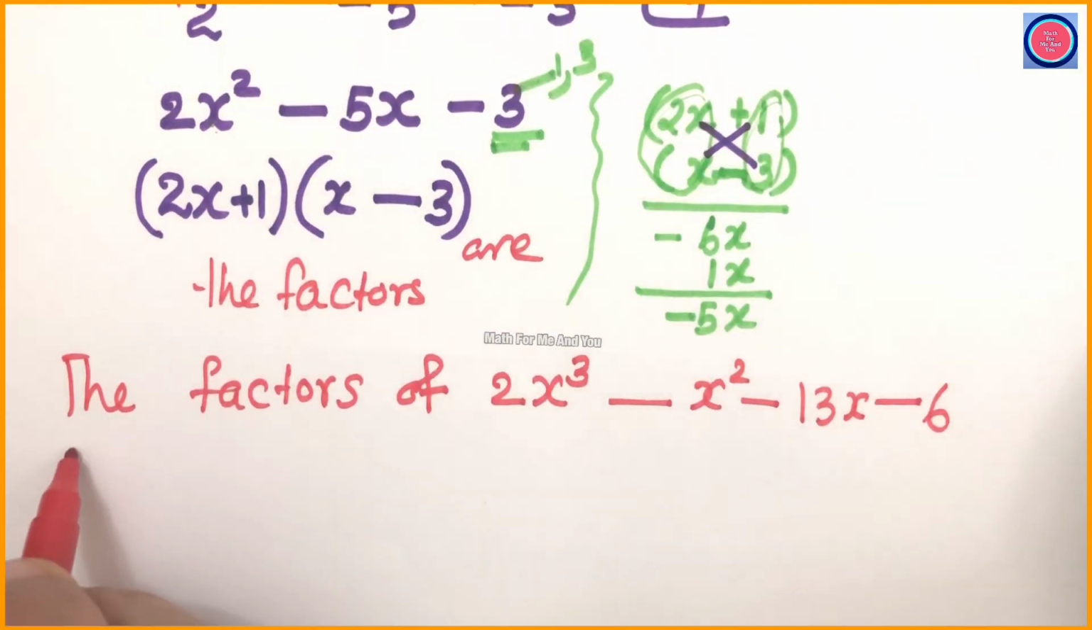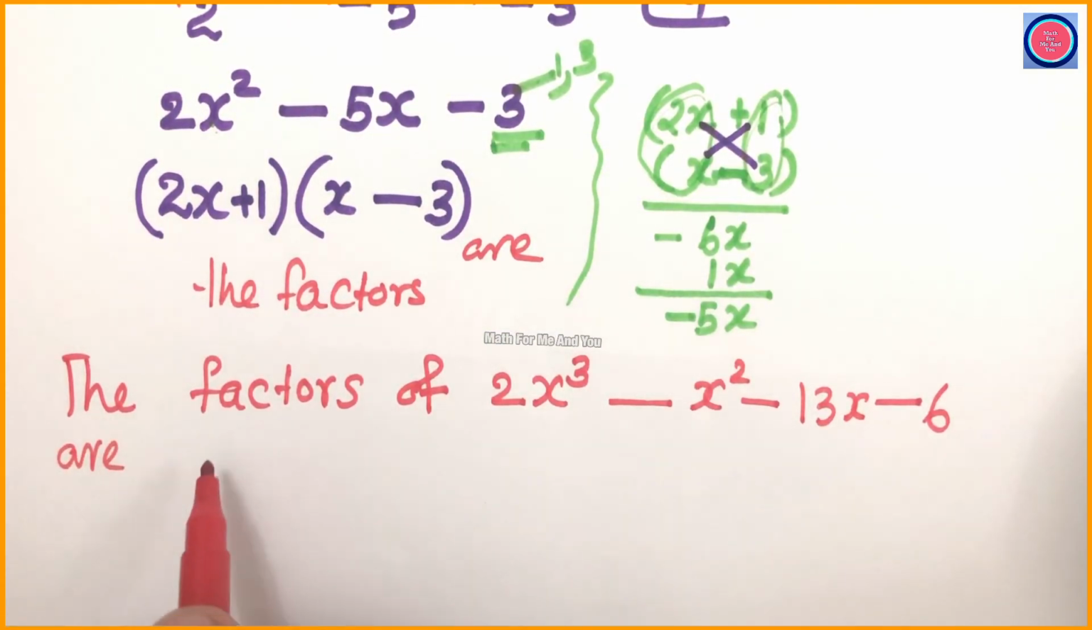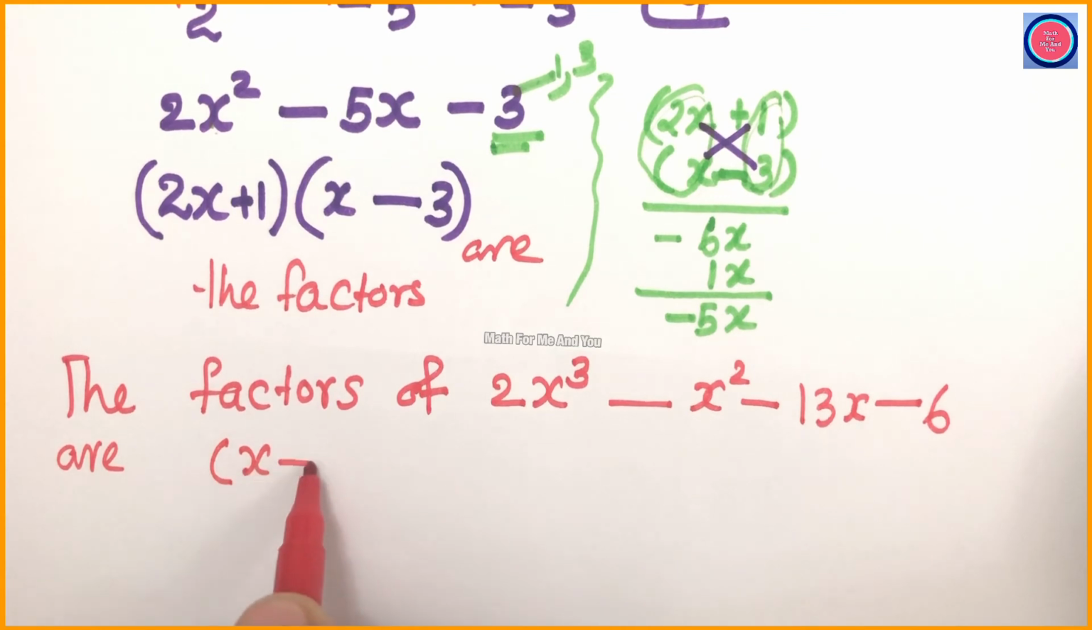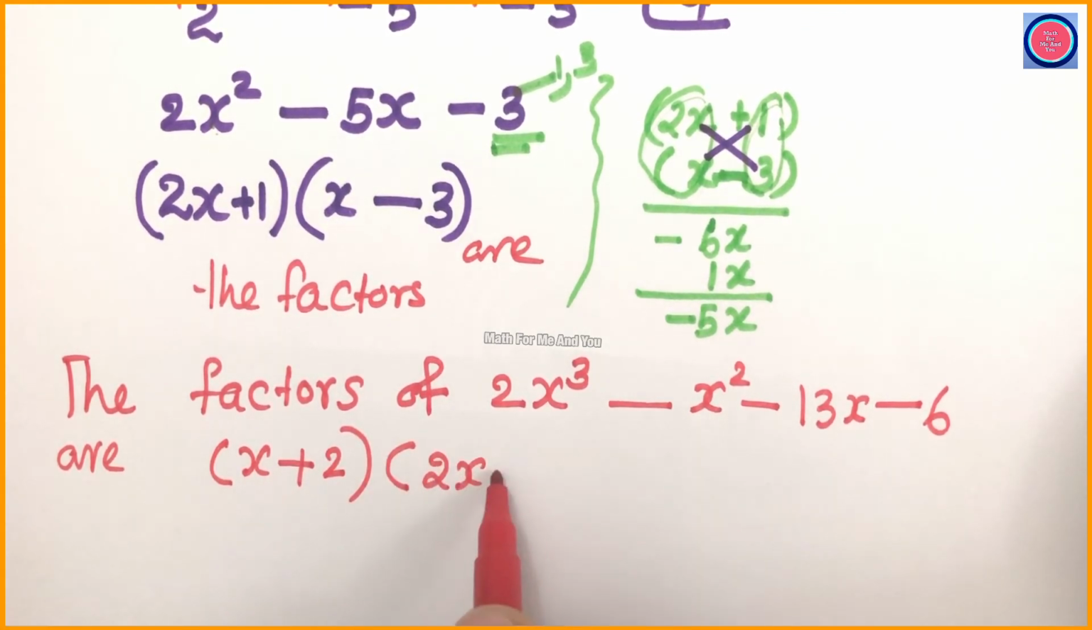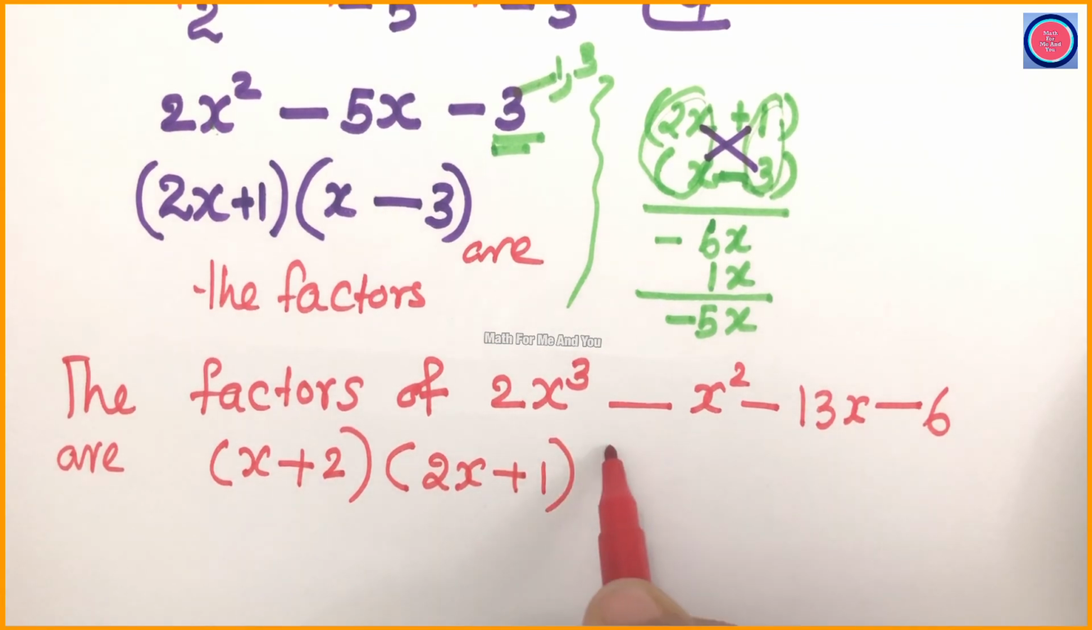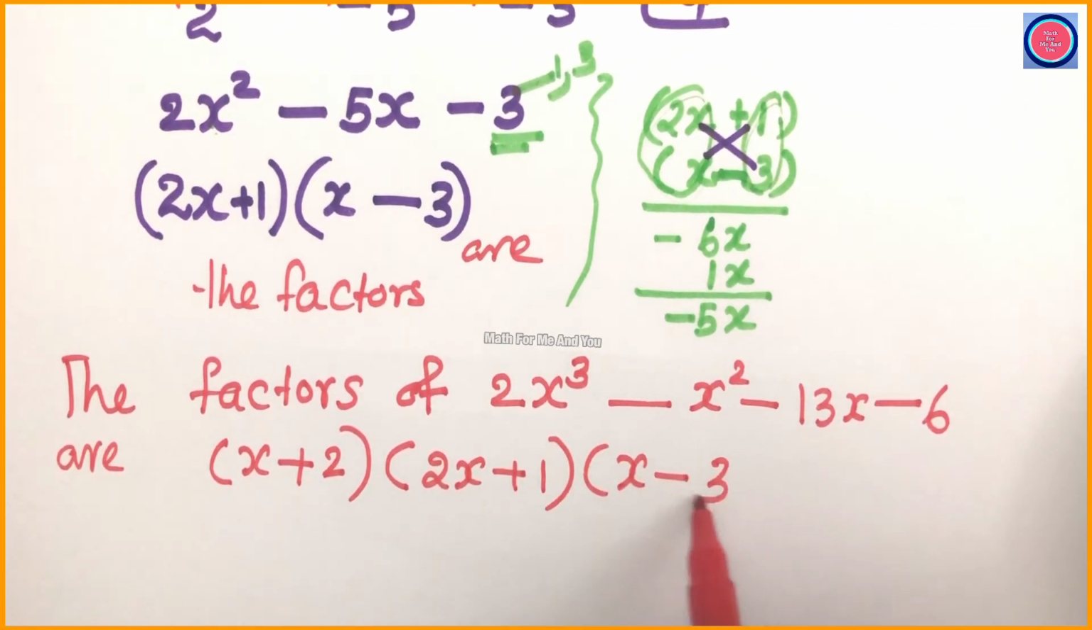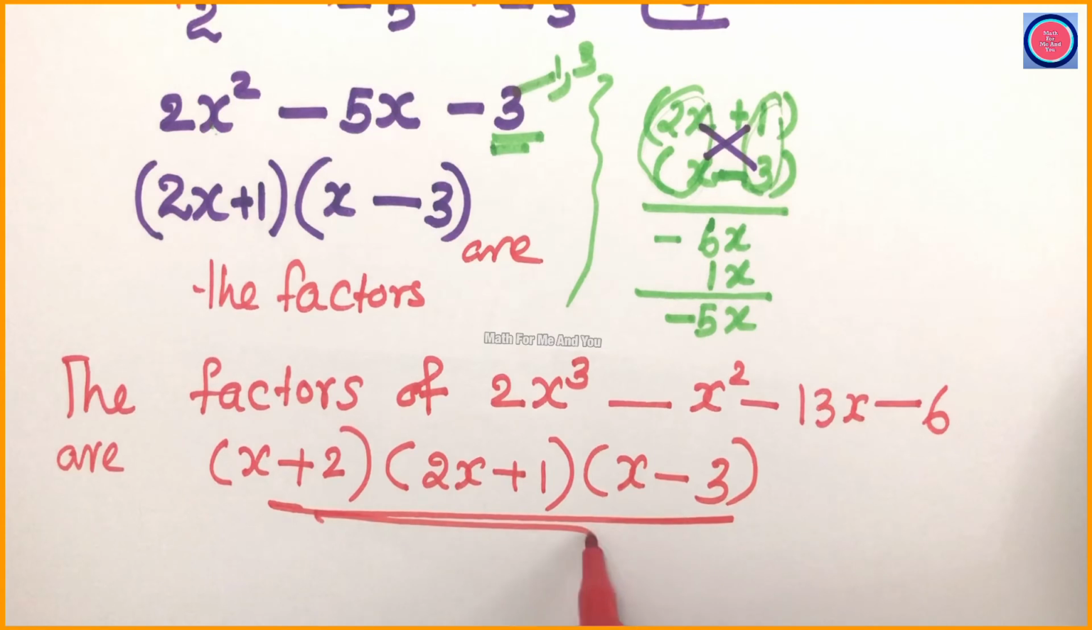Now we can write these three factors together. So we get the factors of 2x cube minus x square minus 13x minus 6 are x plus 2, 2x plus 1 and x minus 3. Hope you understand what we have practiced over here.